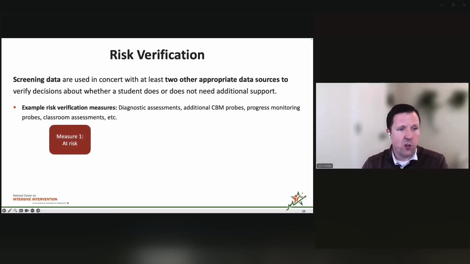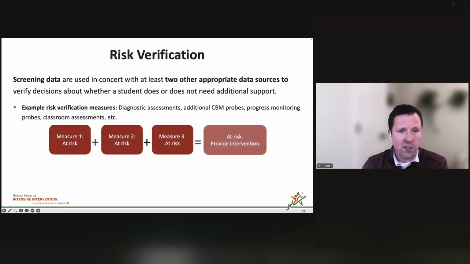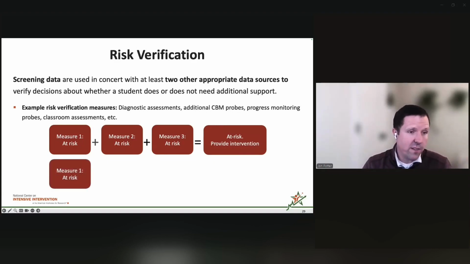And so if we give our screener and we find, yes, this student is at risk, but we give 2 other measures, they also say, yes, the student is at risk on these other measures, then we would want to go ahead and provide intervention to that student, because all the data says they're at risk and need some additional support.